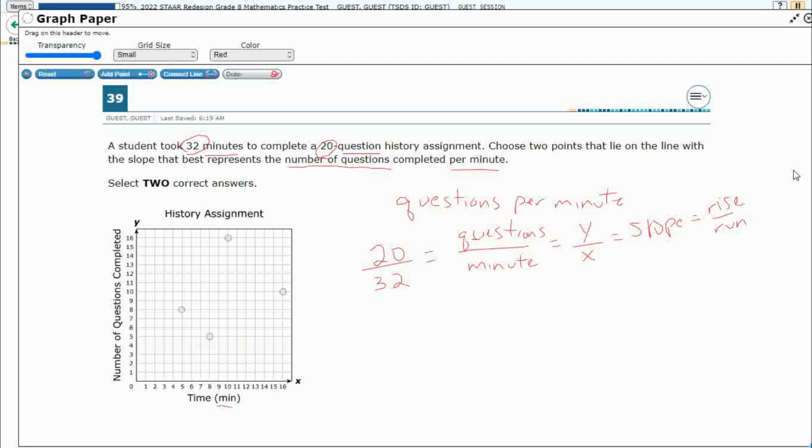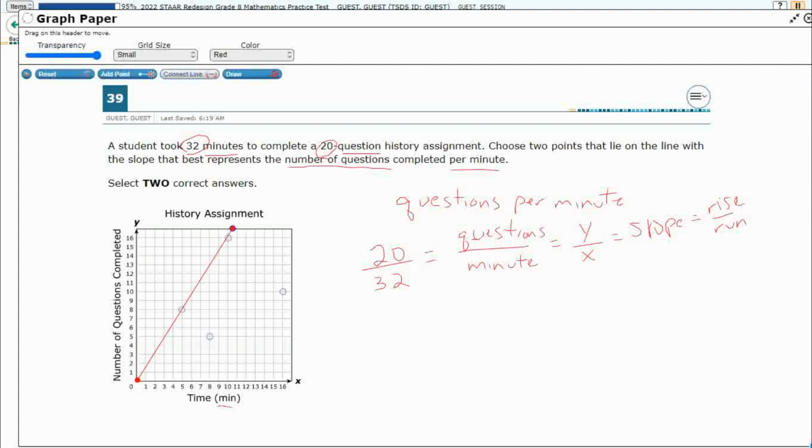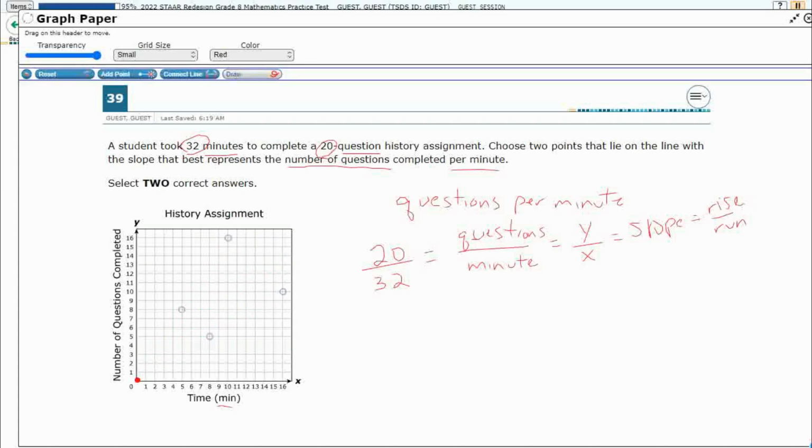And you've probably already figured that there are two options here, right? So we can connect a line. We can make one line through those two. We can make another line through those two. So those are our two options. What we cannot do is pick, like, this one and this one. Those two don't go together because it's going to have to go through the origin, because you can answer 0 questions in 0 minutes. It is proportional.